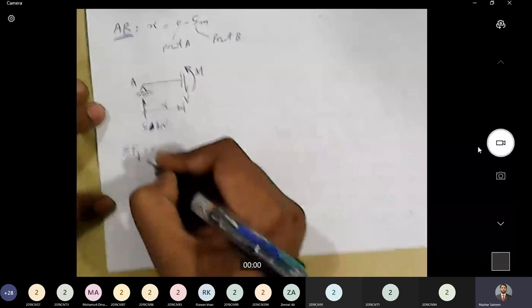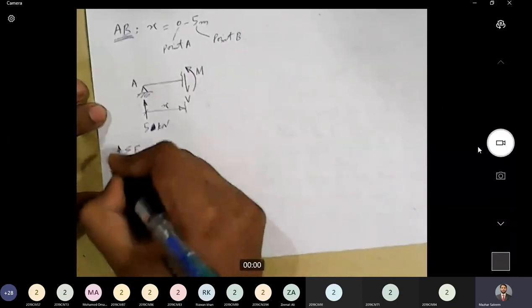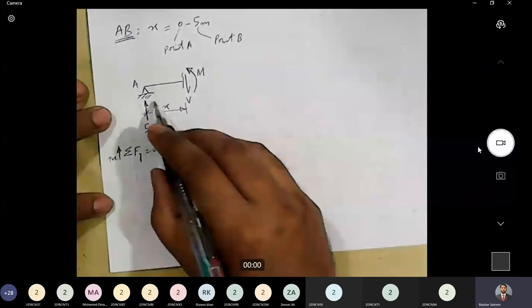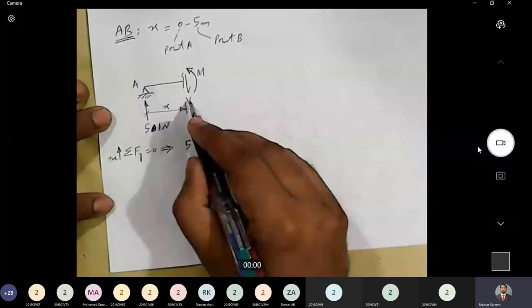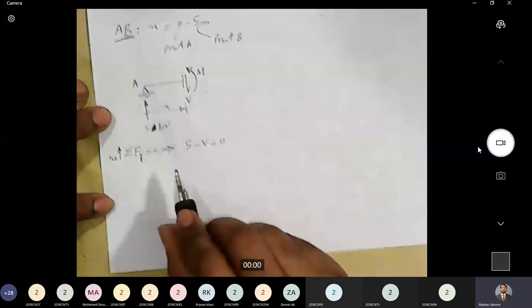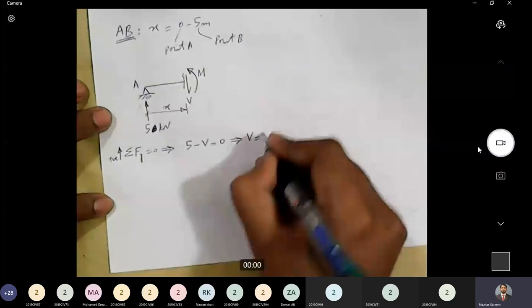Okay, so now let's apply the conditions of equilibrium. Sigma Fy equal to 0, and our convention for this case will be upward positive. So what this equation will give me, 5 kilonewton force is acting in upward direction, so 5 positive. What else? Do we have any other transverse force? V is the other transverse force. It is acting in the downward direction, so minus V equal to 0. We have only two forces. If I solve this equation, I get V is equal to 5 kilonewton.